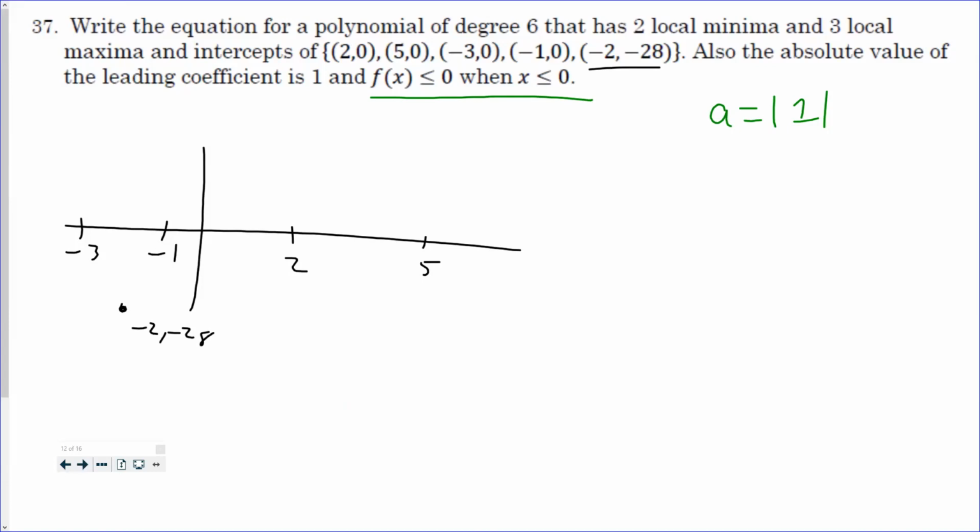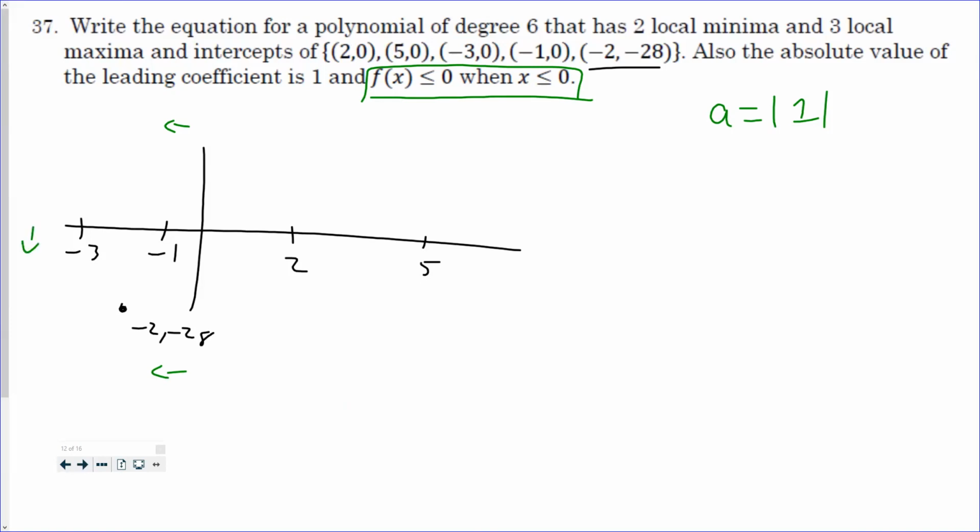Between negative 1 and negative 3. And the important part here of what I'm being told is that f of x is less than or equal to 0 when x is less than or equal to 0. What that's saying is that when x is negative, so if I'm on the left side of this y-intercept, or when my x's are negative, your y's also have to be negative.